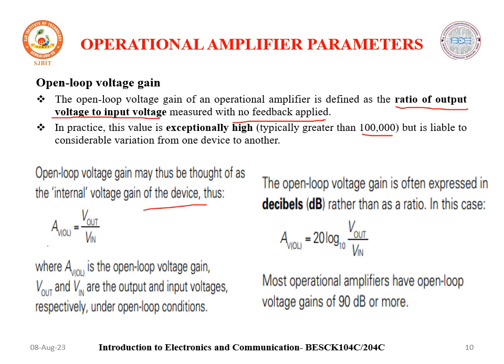Consider AV(OL), meaning open loop, equals output by input. The open loop voltage gain is often expressed in decibels rather than as a ratio, so you can consider 20 log base 10 of Vout by Vin. Here AV(OL) is the open loop voltage gain, and Vout and Vin are the output and input voltages respectively under open loop condition. Most operational amplifiers have an open loop voltage gain of 90 decibels or more.